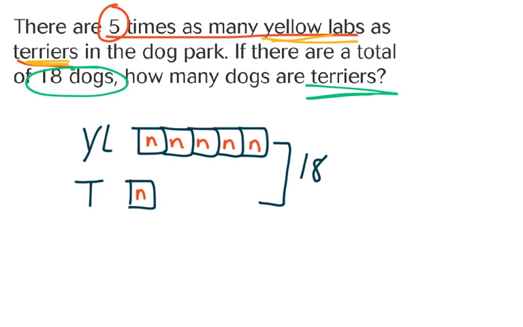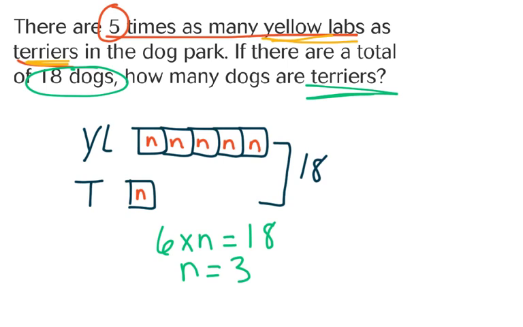When you set your model up, this is what it should have looked like. We have yellow labs and we have terriers. If you just used Y for yellow labs, that's fine, or just L, it doesn't matter. Now, our first step again was to set up our model. Our second step was to solve for n. When I count all of my n's, I have 6. So 6 times n is equal to 18. And when I solved, my n is equal to 3.